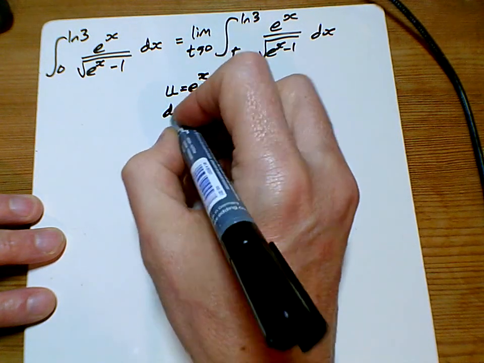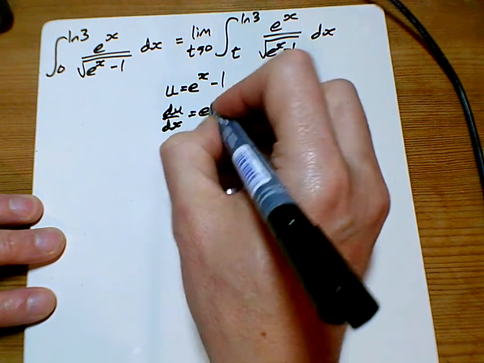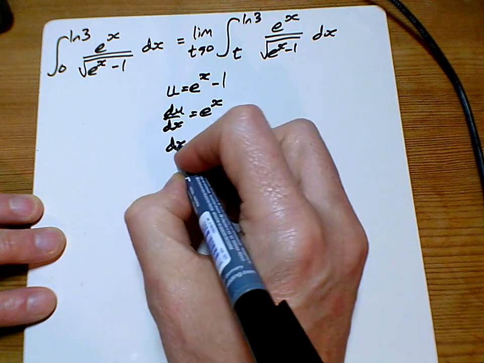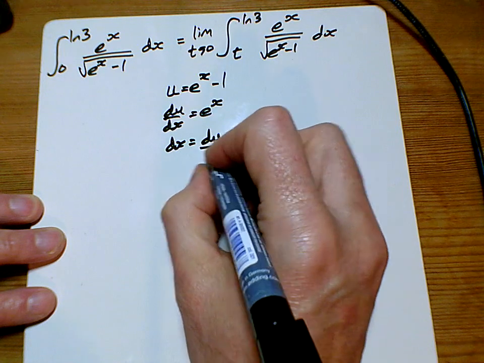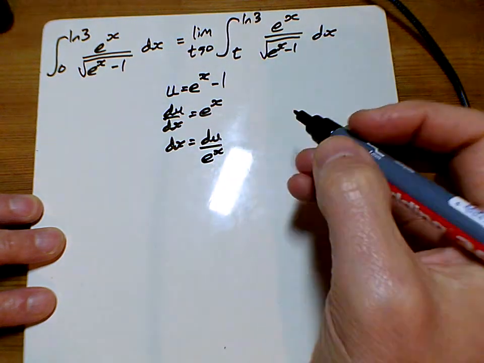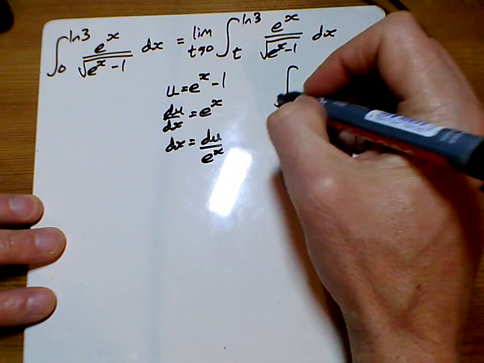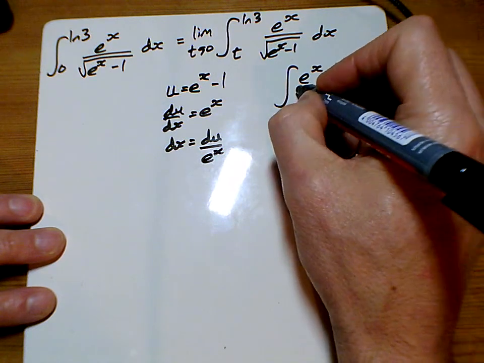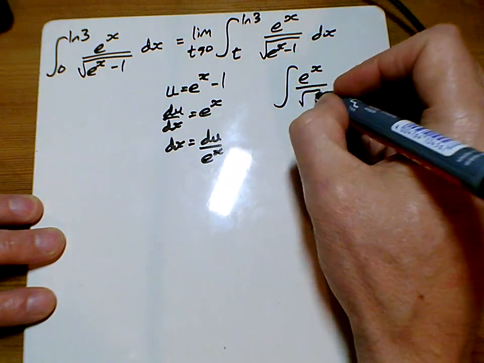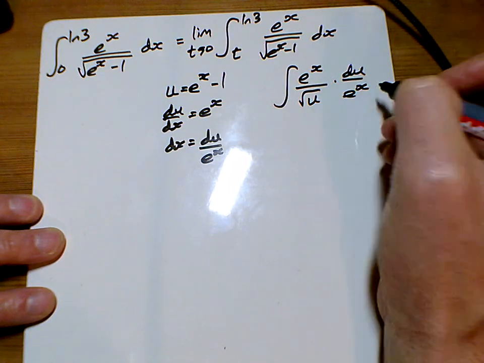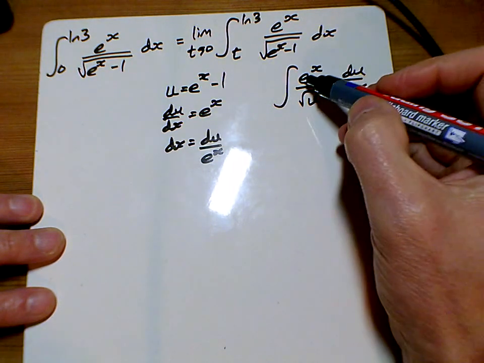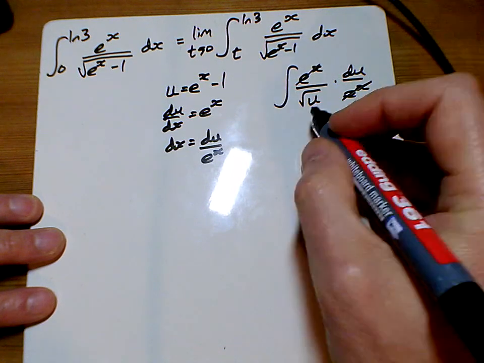That differentiates, of course, e to the x goes to e to the x, and that gives me that dx is du divided by e to the x. This means this integral is becoming e to the x divided by the square root of u, and this is du over e to the x. And this is how the substitution method's so lovely, that these two things can just cancel out, can't they?